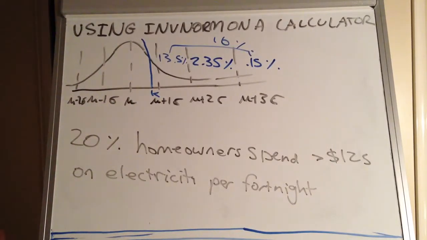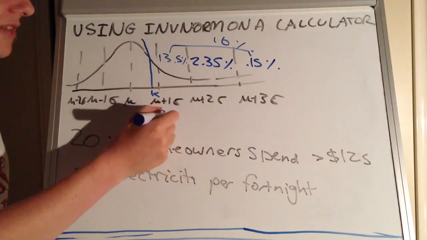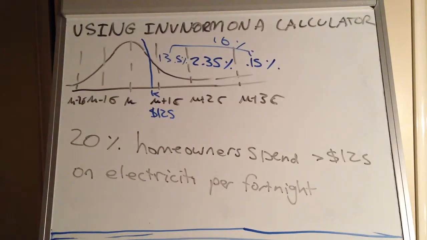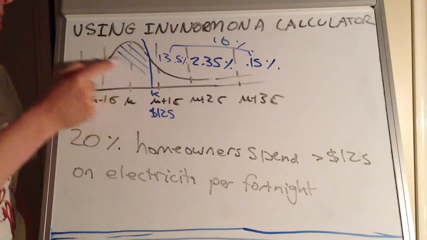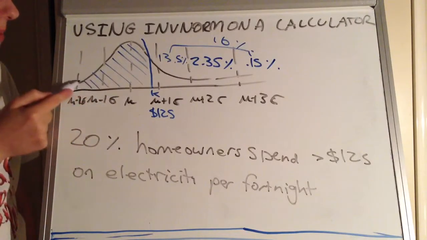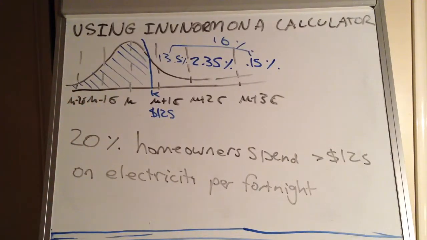So of course that k value represents $125 per fortnight that people spend on their electricity bills. The price of electricity, of course, is going up. It's getting quite high. It's pretty expensive these days. And of course, because inverse normal looks at the proportion of area below this value of k, below the boundary between that 20% and that 80%, we know that when we put our area into our calculator, we're going to need to put in 0.8 because that's the area below our value of k.